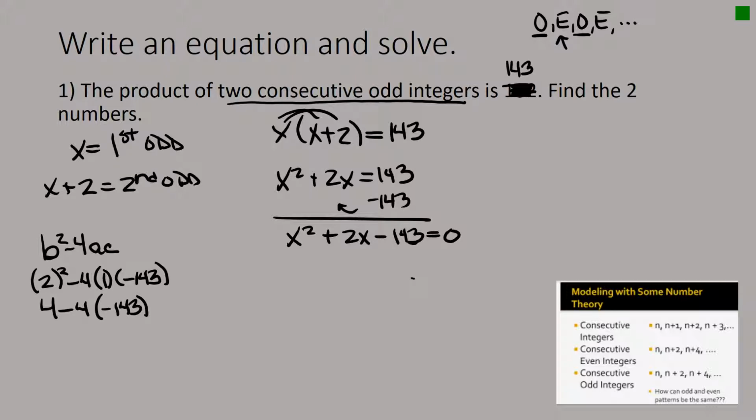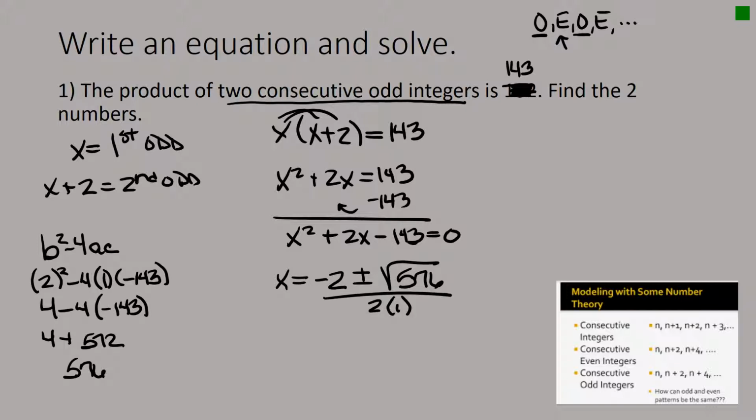I'm going to my calculator here because I don't know what that is. It's a big number. 4 plus 572 is 576. So x is going to equal negative 2 plus or minus the square root of 576 all over 2 times 1. I'm pretty sure that 576 has to have a square root because these numbers have to be nice, pretty numbers, and it is. It's 24. So negative 2 plus or minus 24 all over 2.